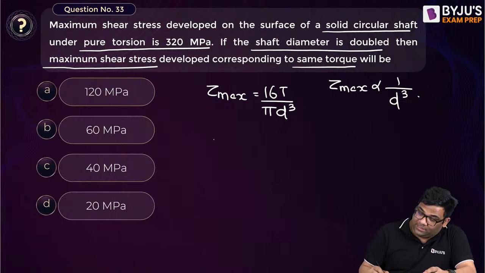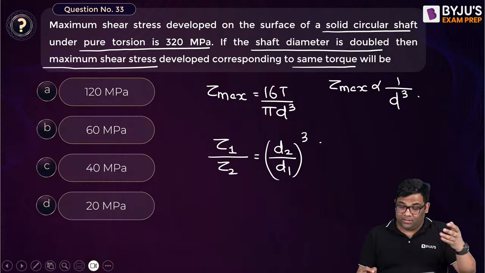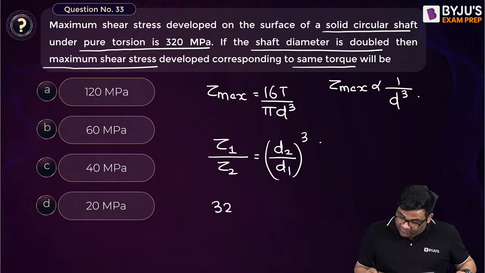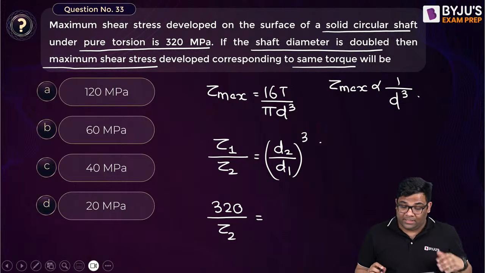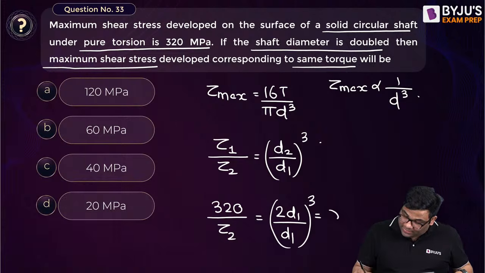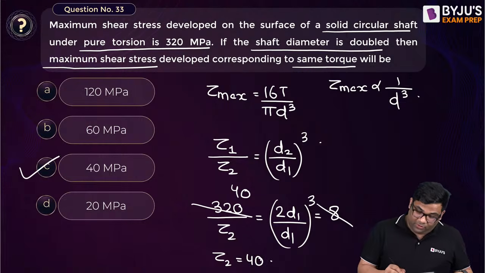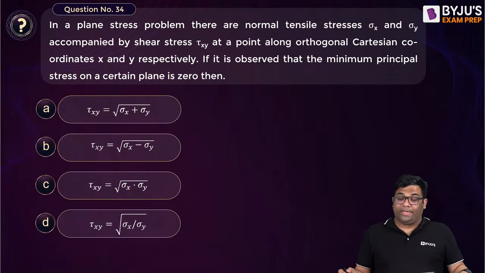Yes, or I can say the shear stress 1 by shear stress 2 will be what? Your d2 by d1 whole cube. Right? Reverse order. So tau 1 is given as 320, and d2 is given how much? It is doubled. That means what? Becomes 2d1, right? 2d1 by d1 whole cube. This becomes 8, right? So this is 40. The maximum shear stress is 40. Again you see, straight formula. Next question, question 34. Okay.